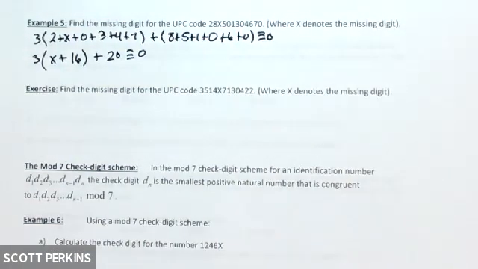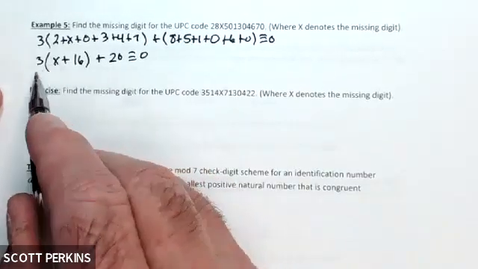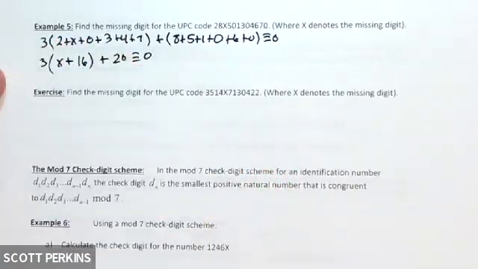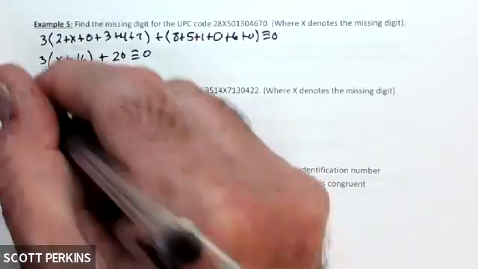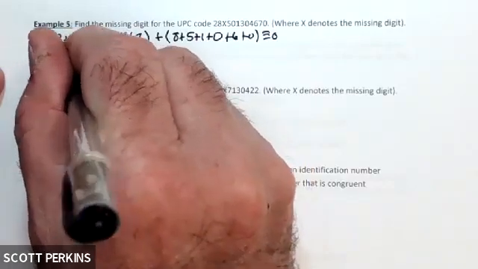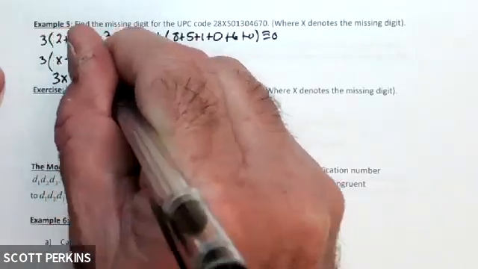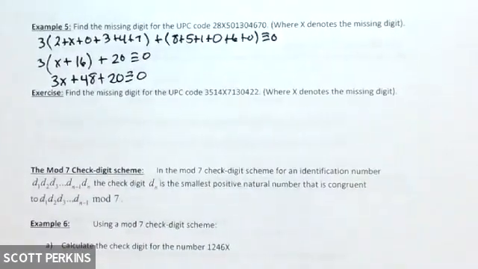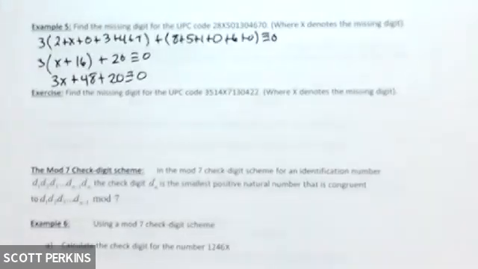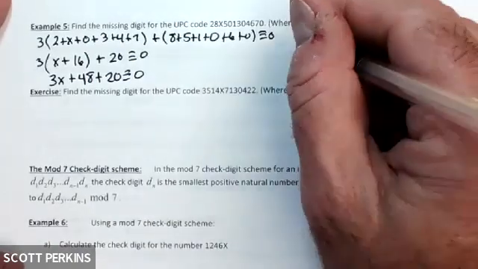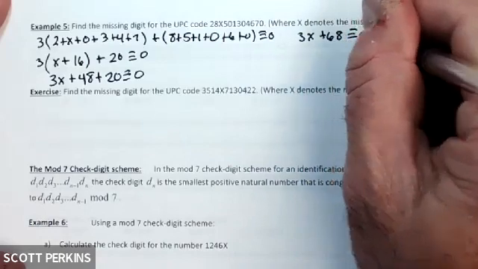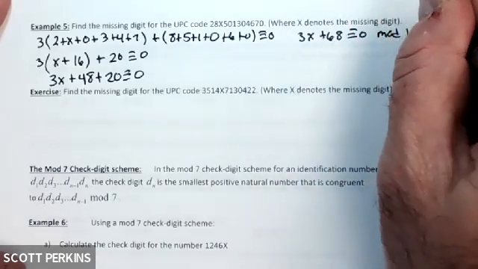The distributive property, hope you're comfortable with the distributive property. I've got to multiply this 3 times everything in the parentheses. So that gives me 3 times x. What's 3 times x going to be? 3x. What's the 3 times the 16 going to be? Perfect. I'm going to add the 48 and the 20. And so here's what I end up with. I end up with 3x plus 68 has to be congruent to 0 mod 10.